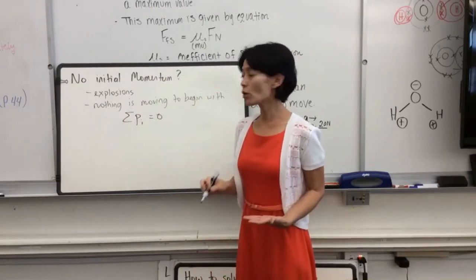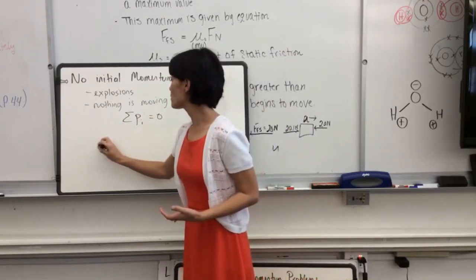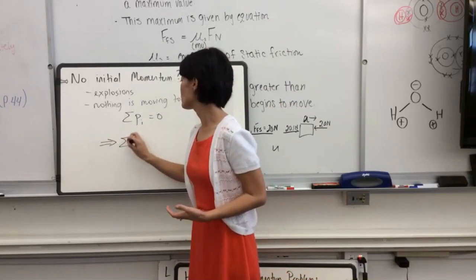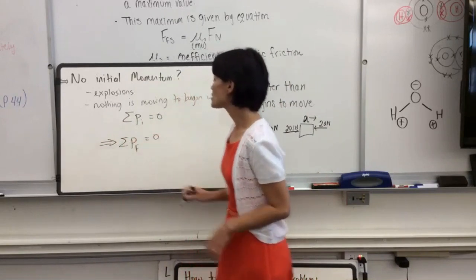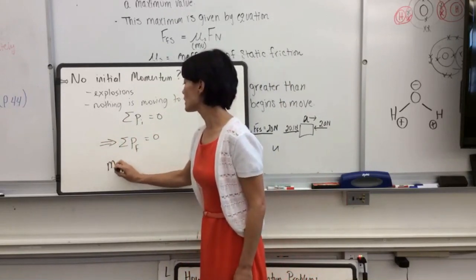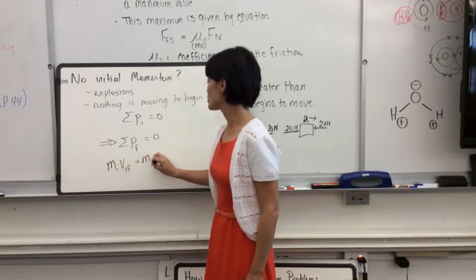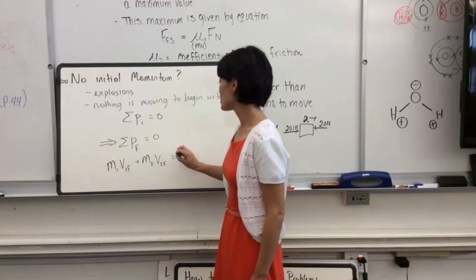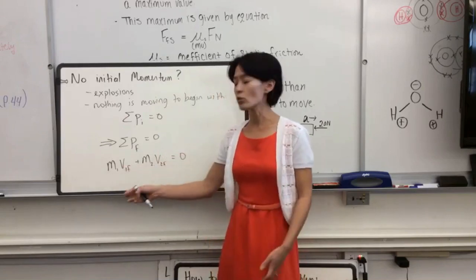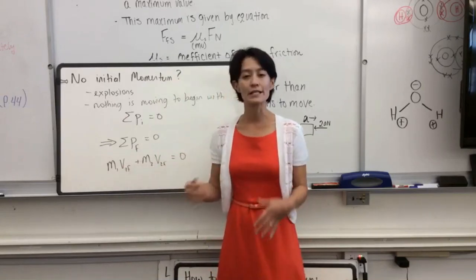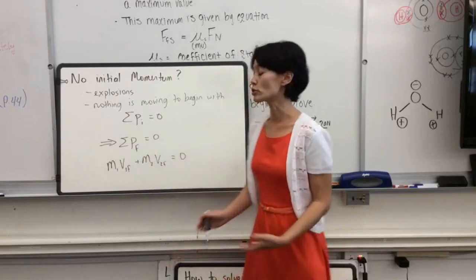But if conservation holds true, then the final momentum has to also be equal to 0. And so the result is that you're most likely going to have m1v1 final plus m2v2 final equaling 0. If you only have two objects, you're going to have these momenta ending up equal and opposite to each other. Okay? And you could solve for it that way.